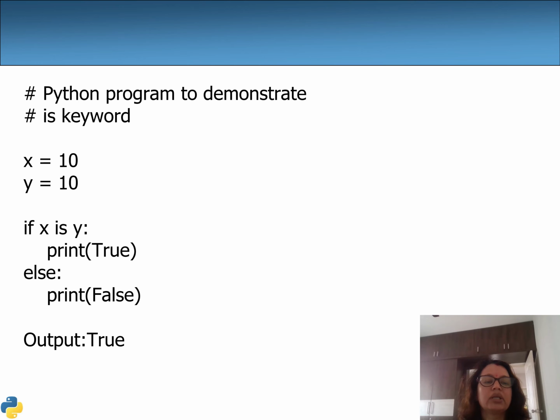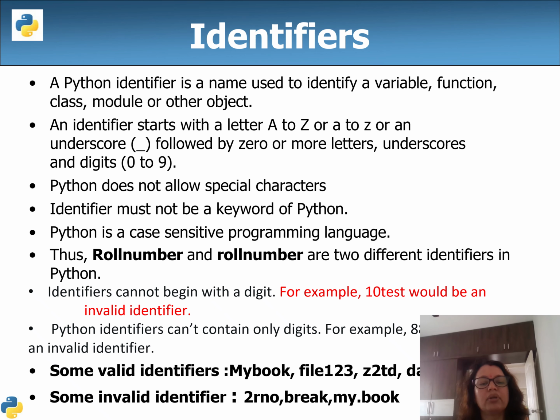Here I've used the keywords if and else. So if x is y, is also a keyword, and else also a keyword. This is an example of how to use keywords. After that, we'll go for identifiers.